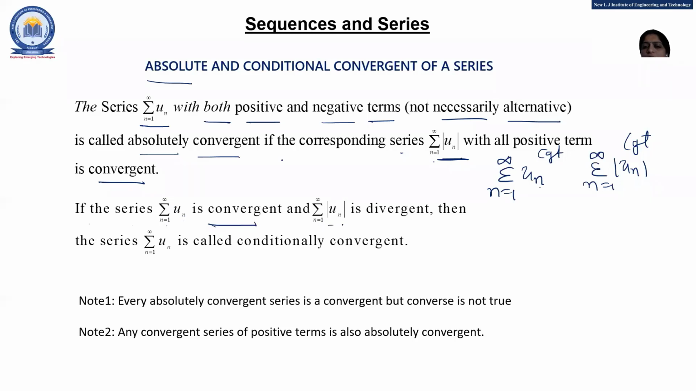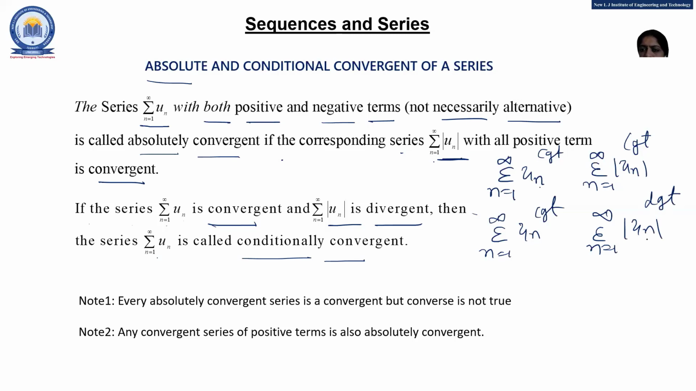Now, the next rule is, if the series summation n 1 to infinity un is convergent, but the series summation n 1 to infinity mod un is divergent, then the given series is conditionally convergent. So I think it is clear to you. In both cases un is convergent, but mod un is convergent for absolute convergence and mod un is divergent for conditional convergence.